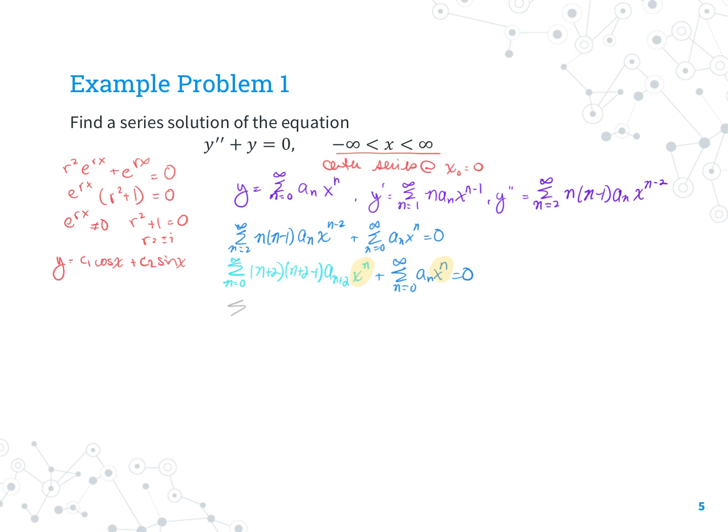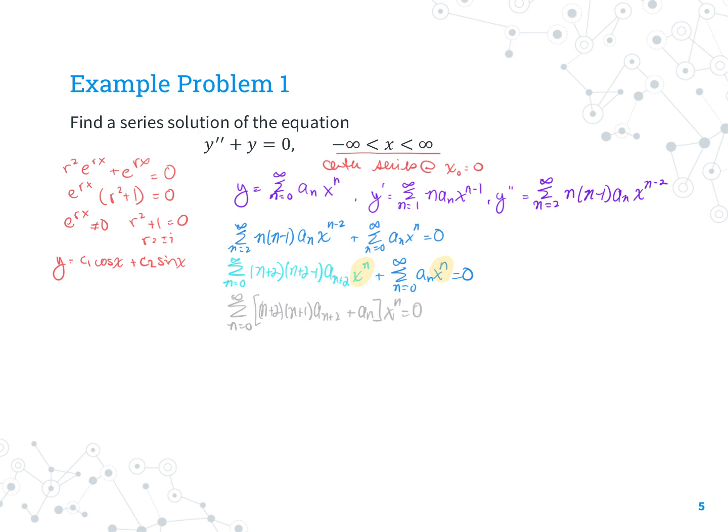So if we add that up, then we have our sum from n equals 0 to infinity, because they both have the same lower index, of n plus 2, n plus 2 minus 1 is just n plus 1, a sub n plus 2, plus a sub n, all times x to the n, which equals 0.